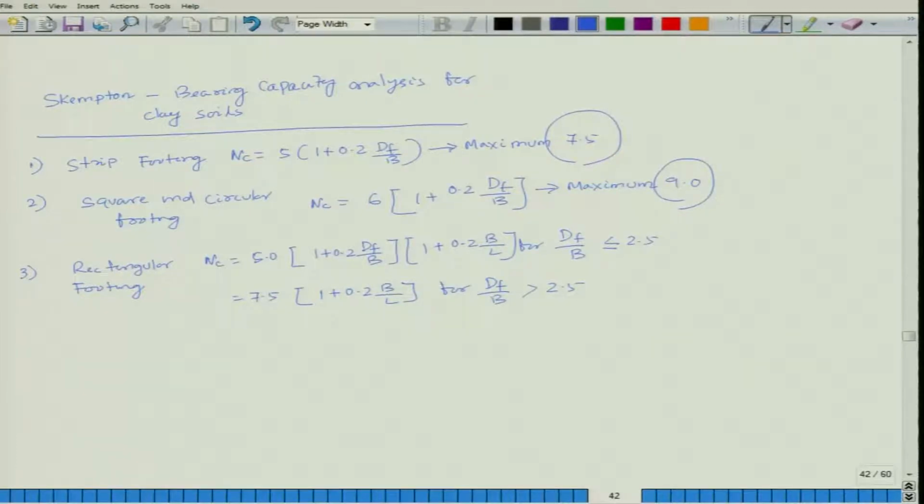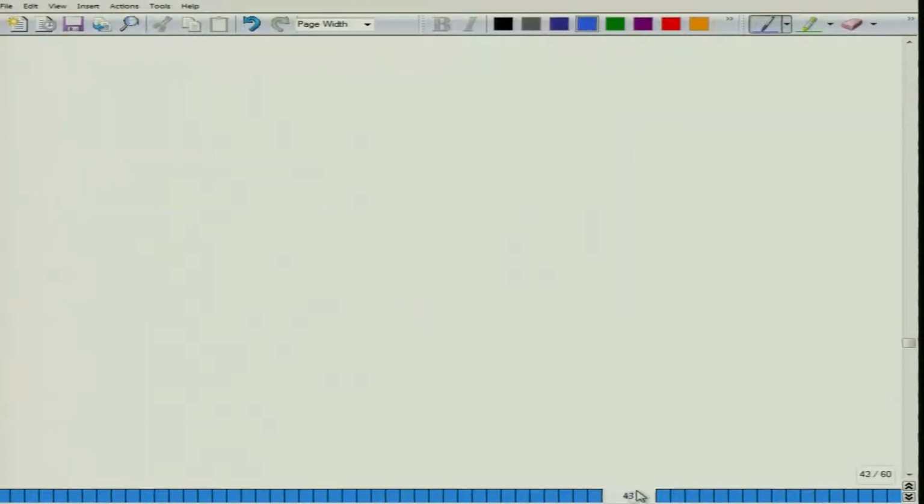Initially it was given by Terzaghi, now it has been modified again by Vesic. It is called Vesic's bearing capacity theory or bearing capacity factors. If you look at the difference between Terzaghi and Vesic, if I draw the free body diagram of Terzaghi, then you will understand what the difference is.